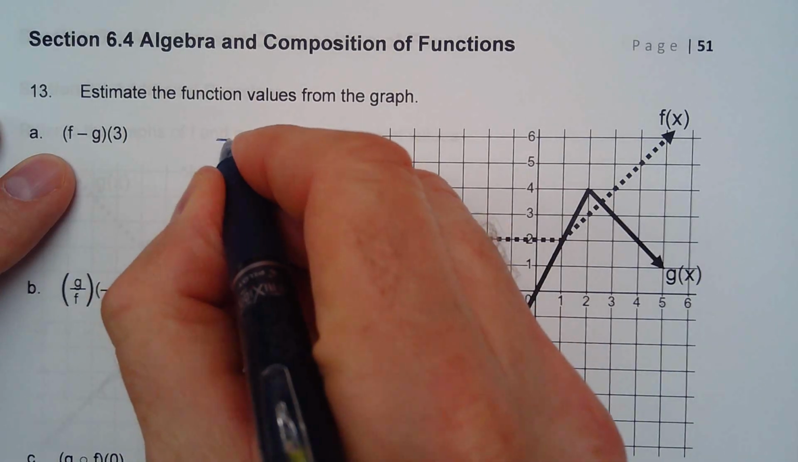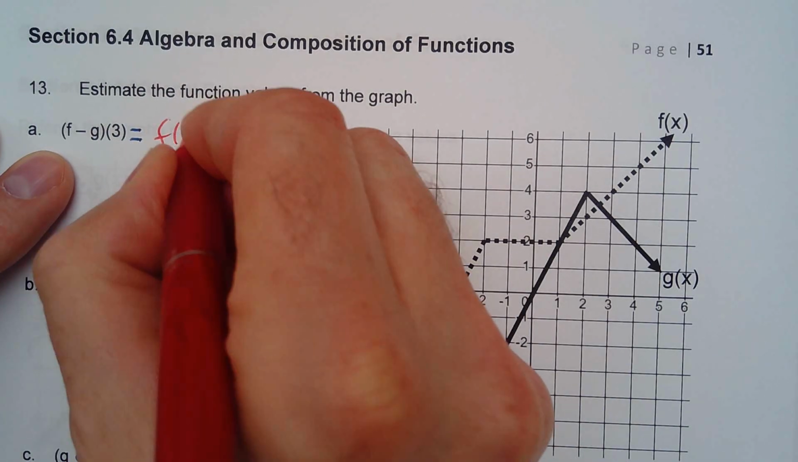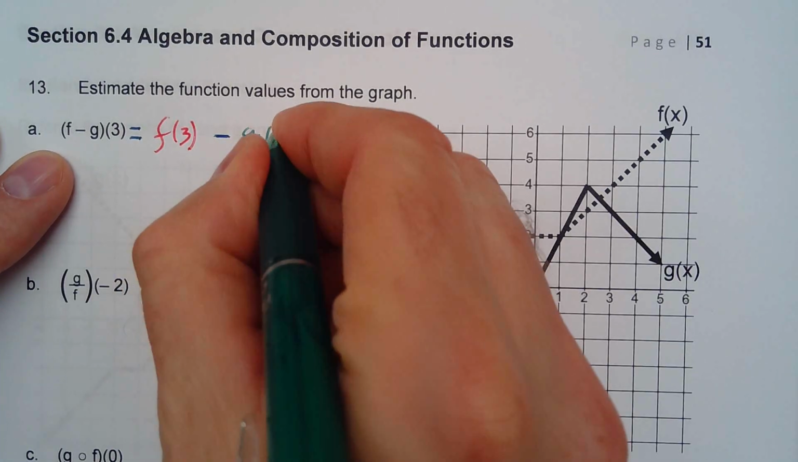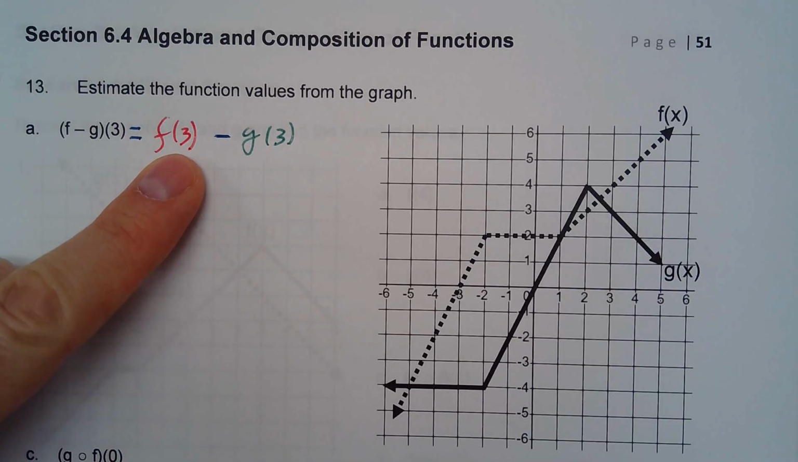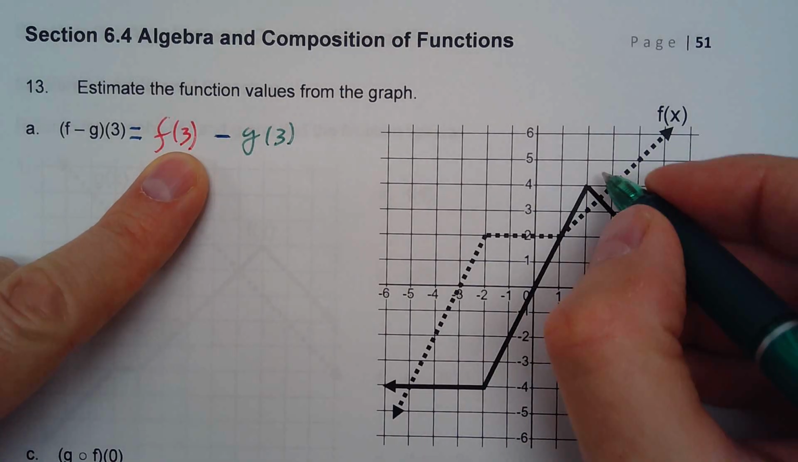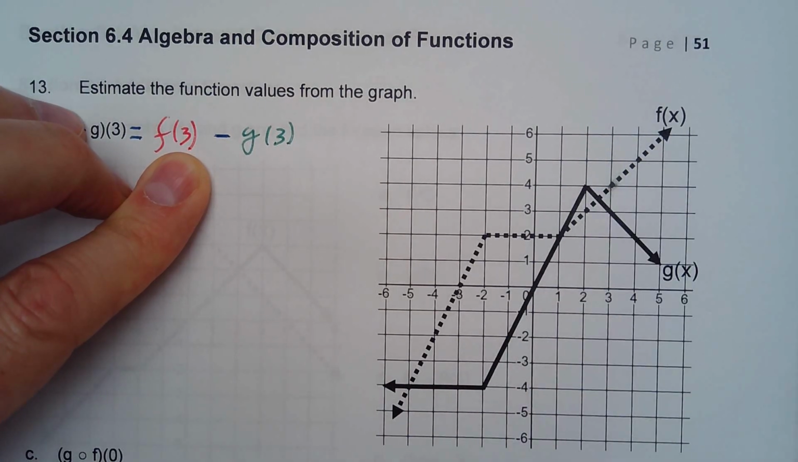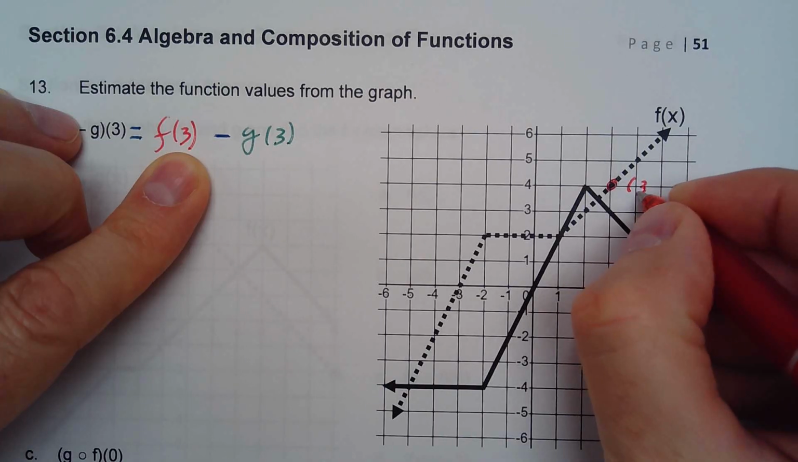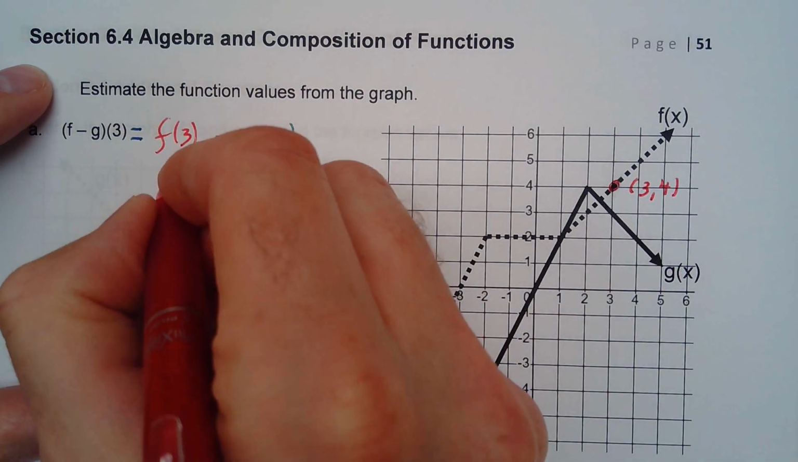So remember what this notation means. This means f of 3 subtract g of 3. So when I see f of 3, I'm looking at a graph. When the x value is 3, I want to know what the y value is on f. So I'm looking at 3. I'm looking at this point here. This is the point 3, comma 4. So the y value is 4. So I'm going to put that there.